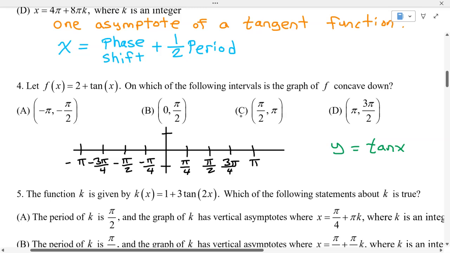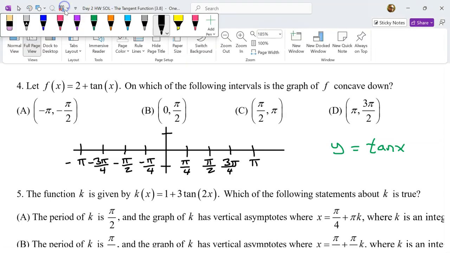The tangent function, the parent function, has no phase shift. That means our first point is going to start right at 0.